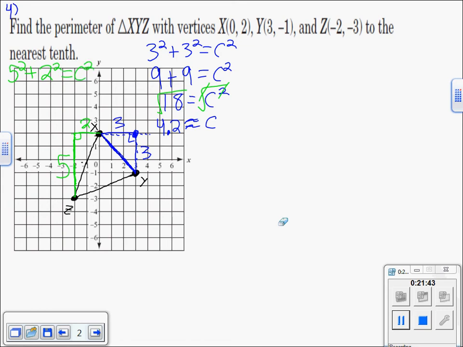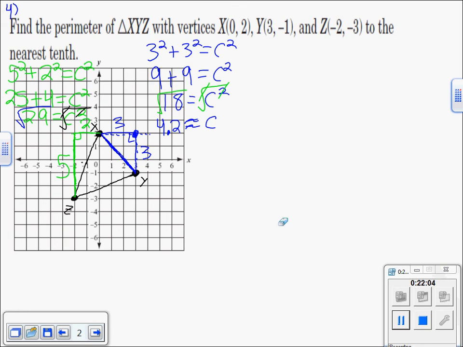So if we do that, that's going to be 5 squared plus 2 squared, and that's going to equal c squared. 5 squared is 25. 2 squared is 4. That equals c squared. Add those together. That's 29 equals c squared.